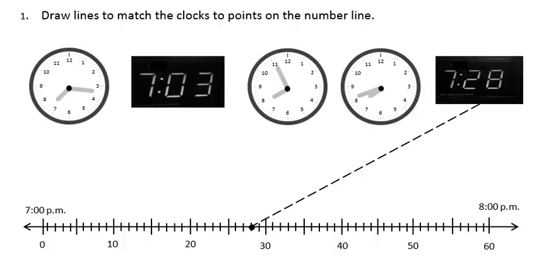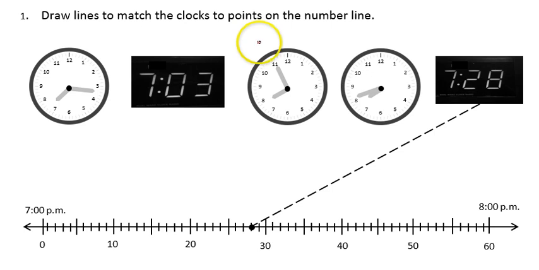This tutorial is for 3rd grade, Module 2, Lesson 3. In Lesson 3, we will continue to look at time, only we will extend it into looking at minutes, as well as groups of 5 minutes. The directions say to draw lines to match the clocks to the points on the number line.